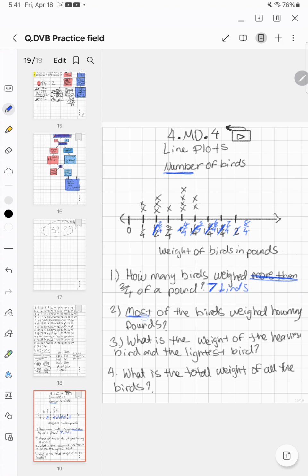Now they can say, most of the birds weighed how many pounds? Now I want to see which had the most amount of x's. And here I see 4/4, which is 1. So most of the birds weighed 1 pound.